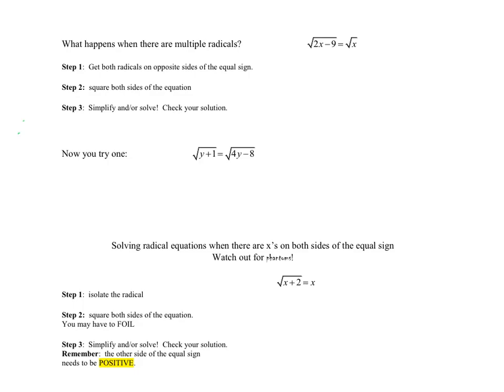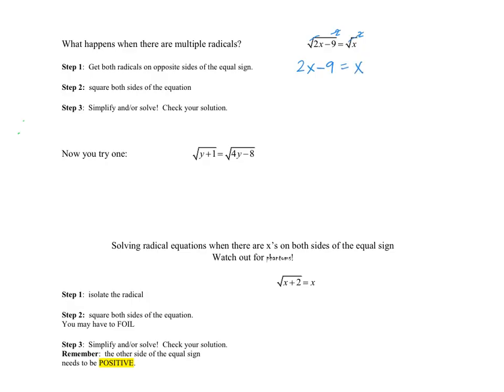Now, what happens when you have multiple radicals, or you have x's on both sides of the equation, or an x and then a radical with an x? What we need to do in this case is get our radicals on both sides of the equation, and we are going to just square both sides because we want to free what's underneath the radical. So when we square the square root of 2x minus 9, it essentially cancels out, and we get 2x minus 9. And that's going to equal x.